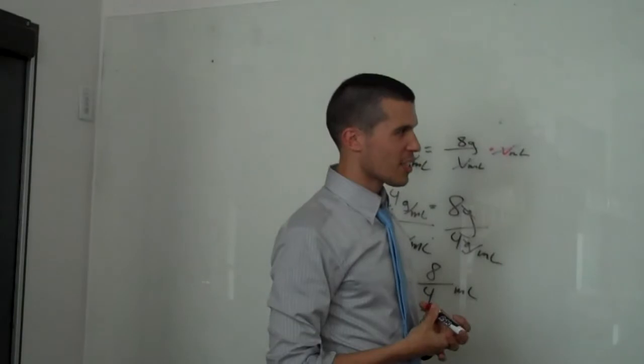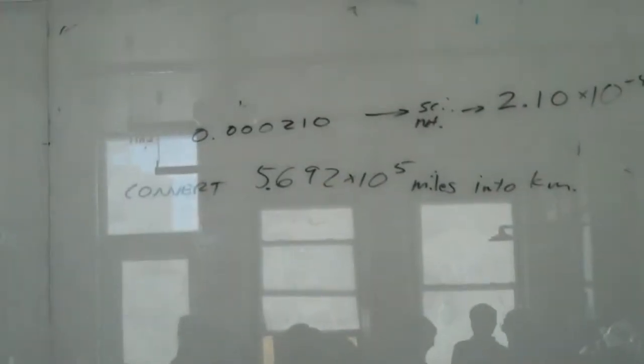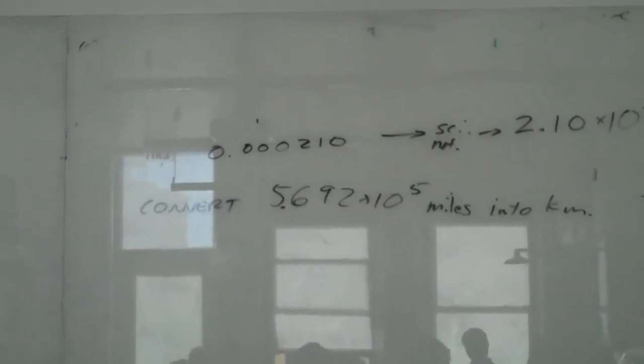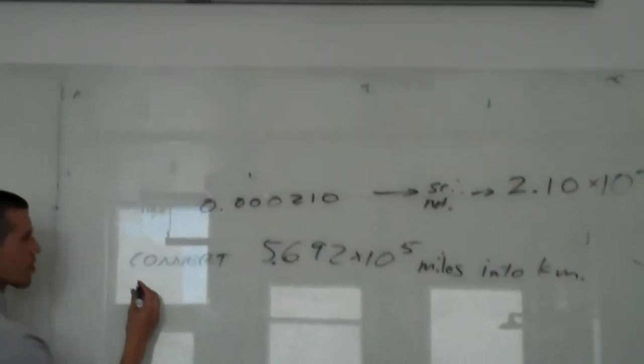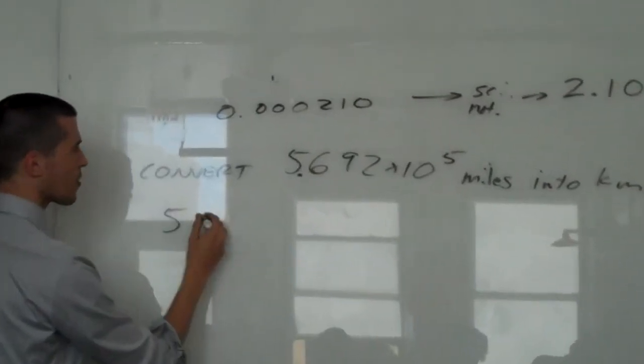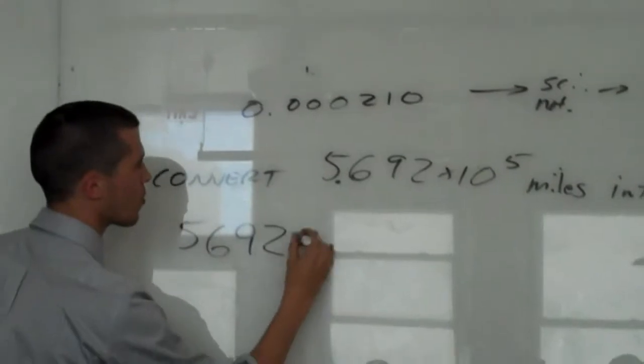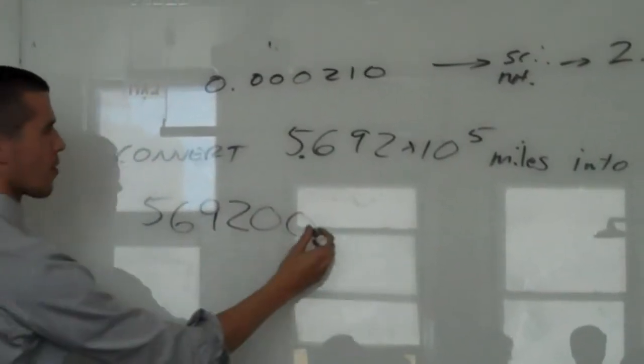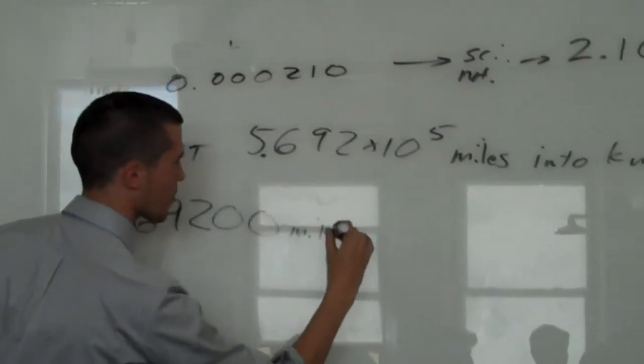So how do we start setting this up? Well, first you've got to convert it to standard notation. You don't have to, but you can. So let's do it. It's going to be 5, 6, 9, 2... miles. And then do the King Henry.